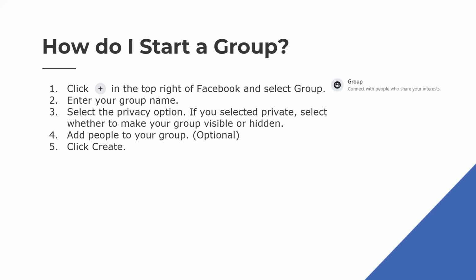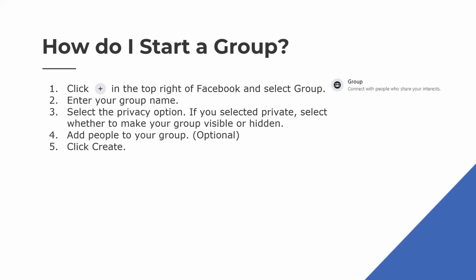Public means that everyone on Facebook can see the group and can see who the members of the group are. If you select private, then you can select one of two different kinds of private groups. You can have a visible group or a hidden group. If it's a private group but visible, then people can still see the group and see the members of the group. If it is a private hidden group, then not everybody on Facebook, only members of the group can see the group and see who the members of the group are.